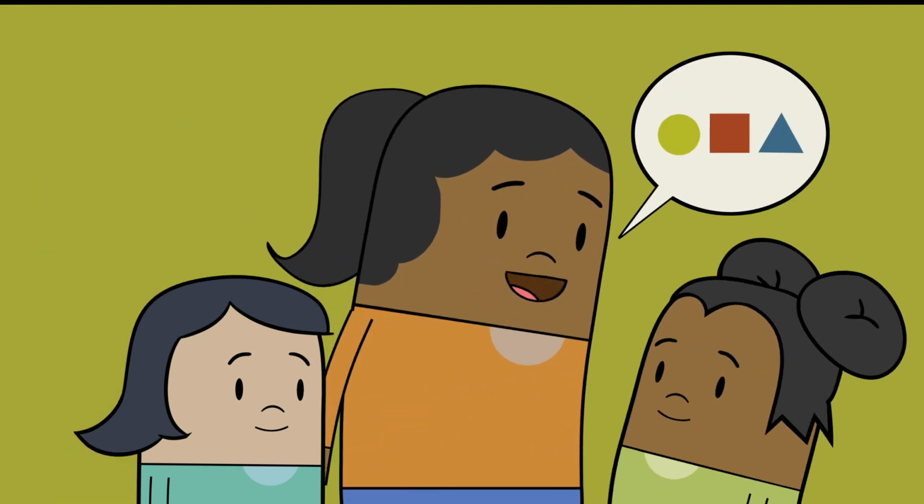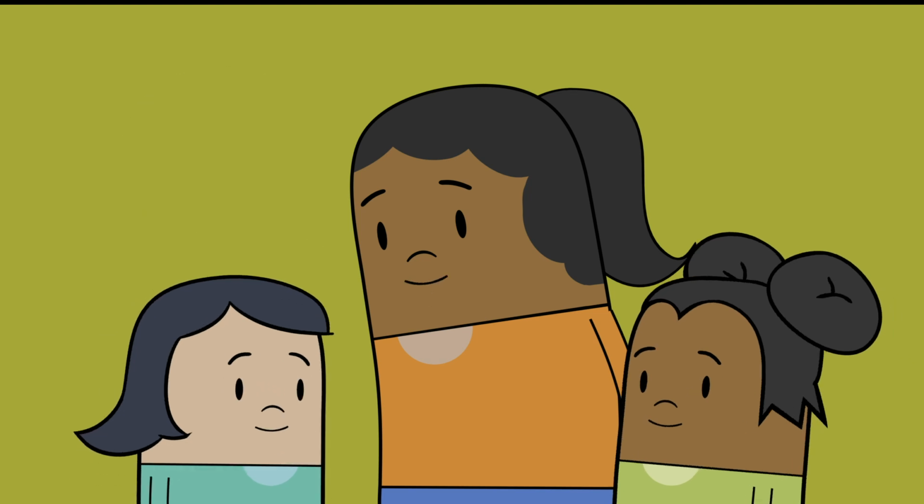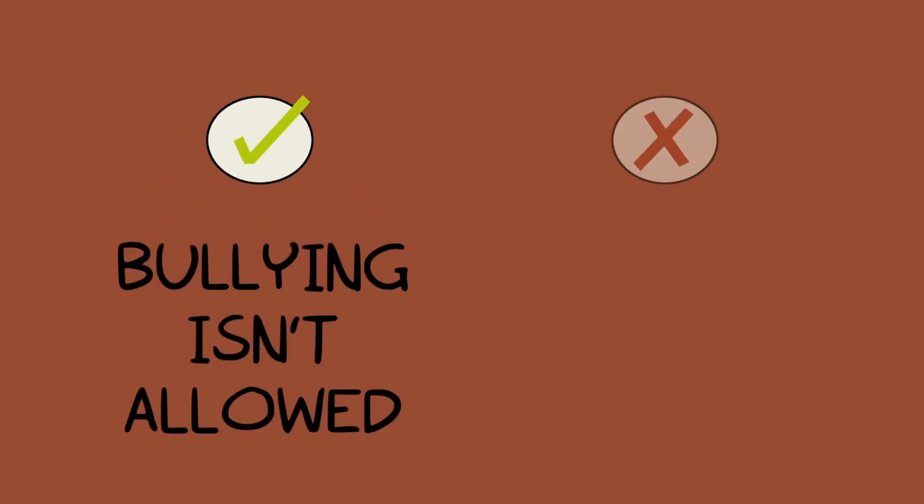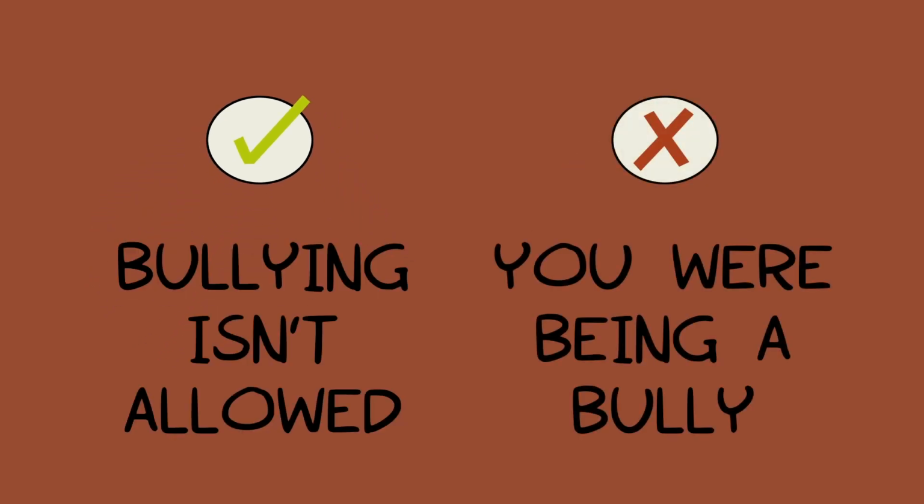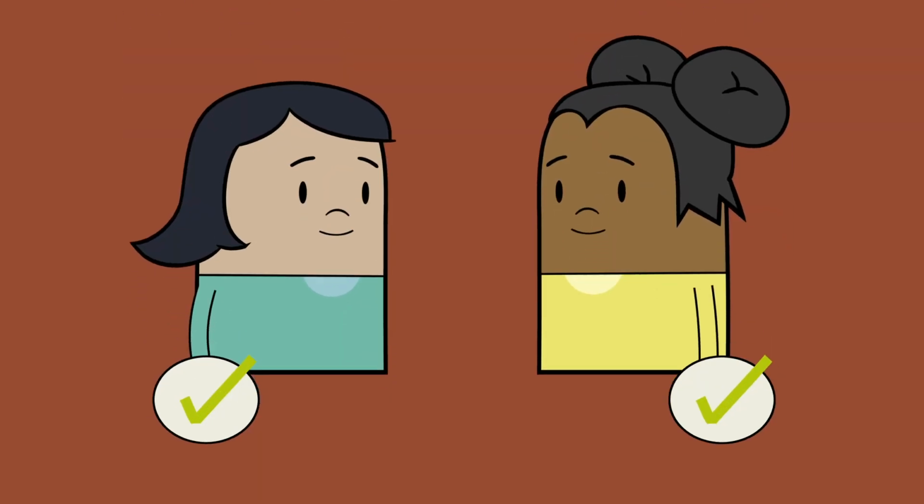Stick to describing actual observable behaviors, not imagined or assumed character flaws. You want to talk about what a kid did, not who they are. For example, you might say, "Bullying isn't allowed," instead of saying, "You were being a bully." Then, tell them both they've done the right thing in apologizing and forgiving.